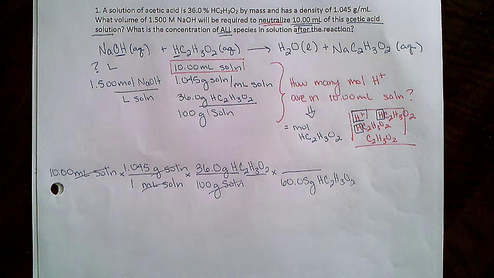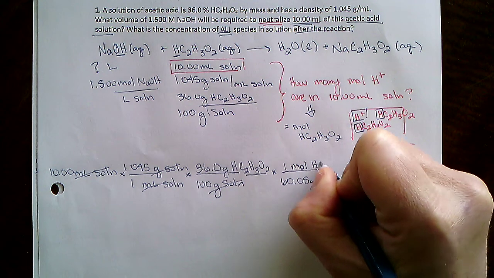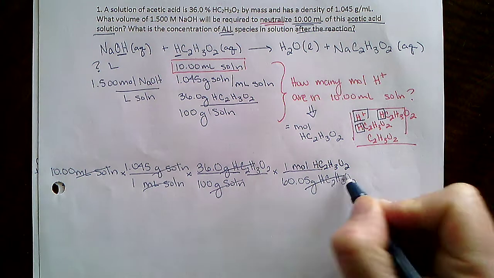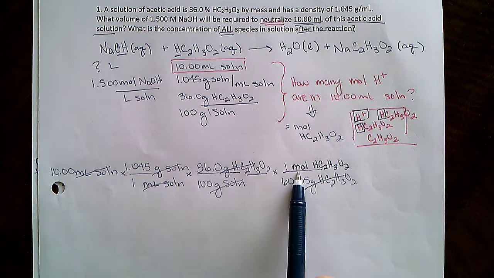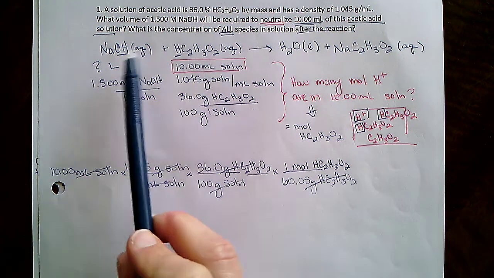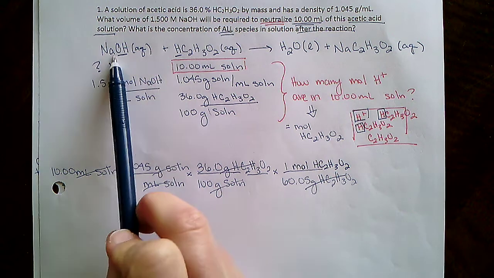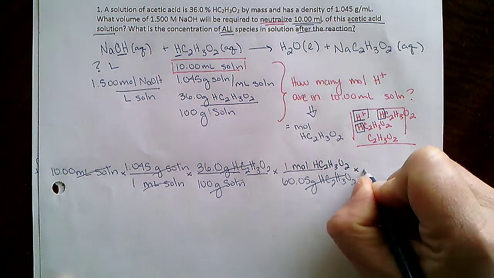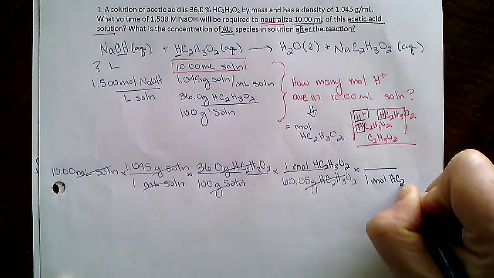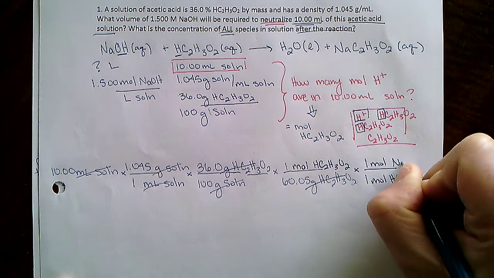for every 1 mole of acetic acid. So grams of acetic acid cancel. That's great, I've found it. And I know that the acetic acid and the sodium hydroxide react in a 1-to-1 ratio. There's 1 H plus for every 1 OH minus. So I'm going to use that mole ratio. For every 1 mole of acetic acid, there's 1 mole of base, NaOH.